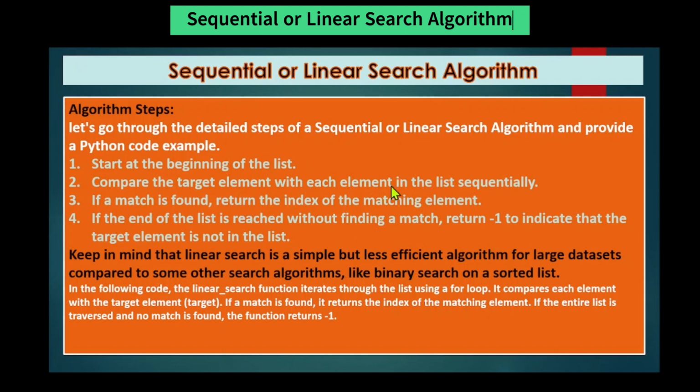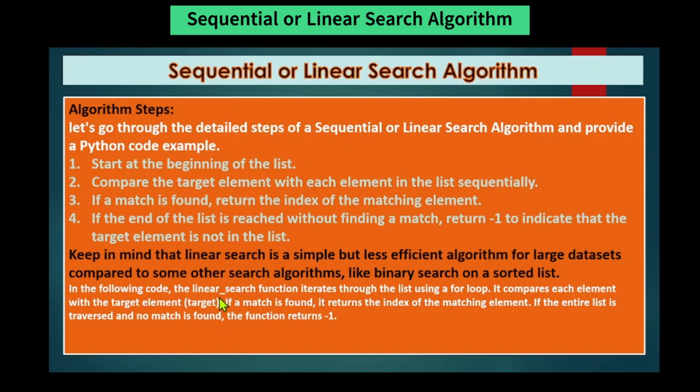Compare the target element with each element in the list sequentially. If a match is found, return the index of the matching element. If the end of the list is reached without finding a match, return -1 to indicate that the target element is not in the list. Keep in mind that linear search is a simple but less efficient algorithm for large datasets compared to some other search algorithms, like binary search on a sorted list.